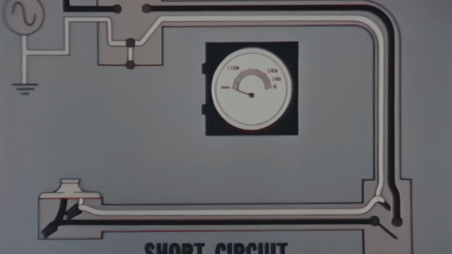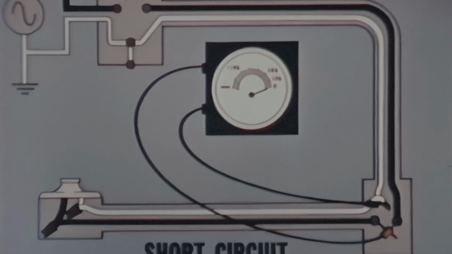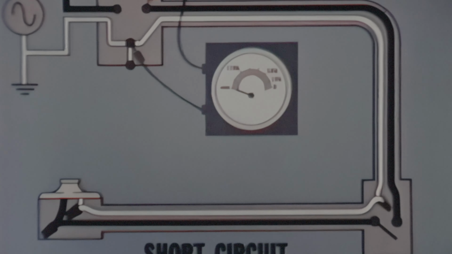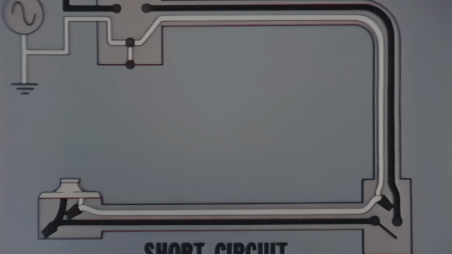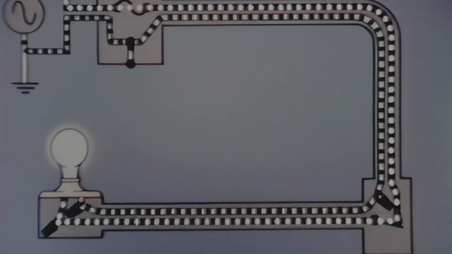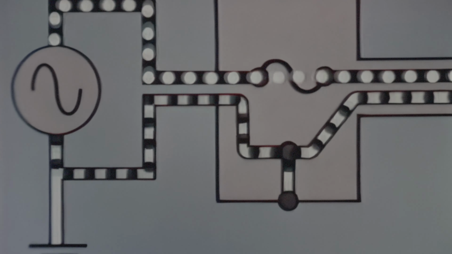The short circuit is removed, and the circuit is checked once again with the ohm meter. This time, the circuit checks out properly. So it is now safe to replace the fuse, and the circuit is placed back in service.